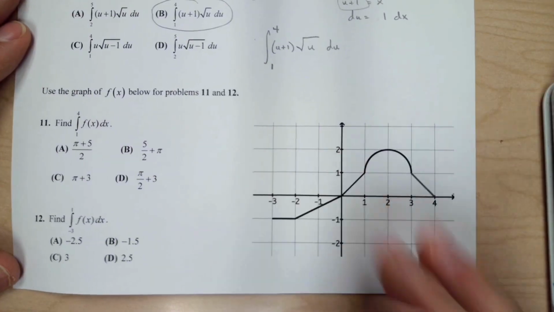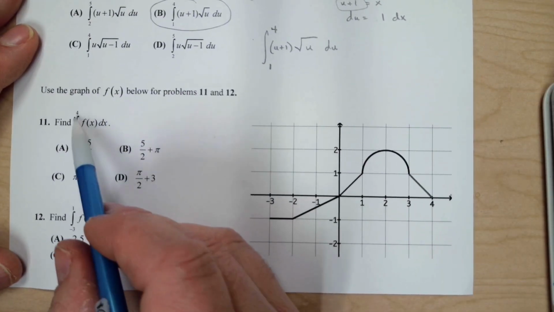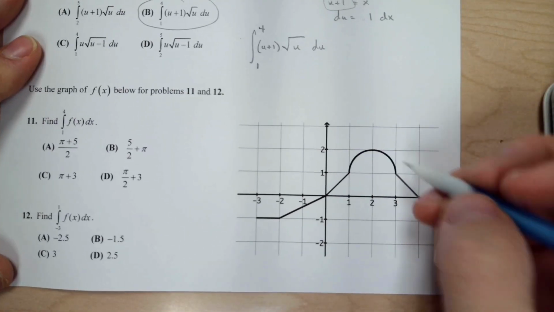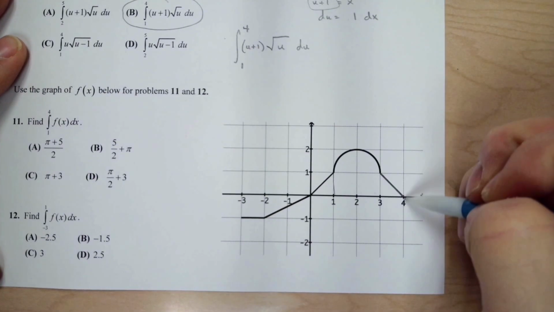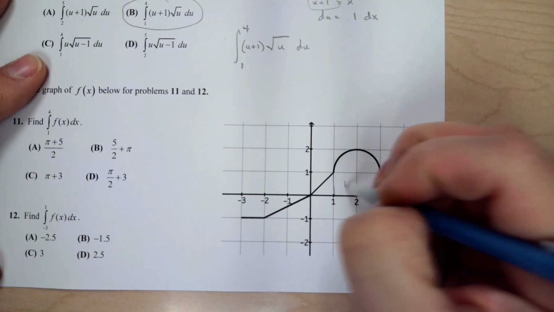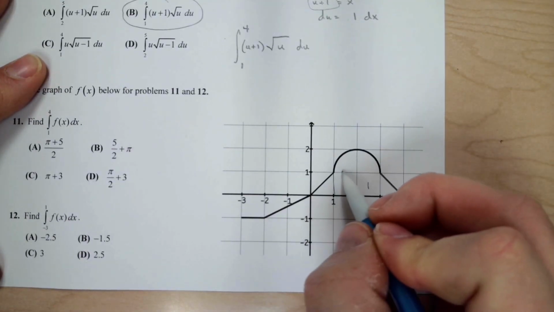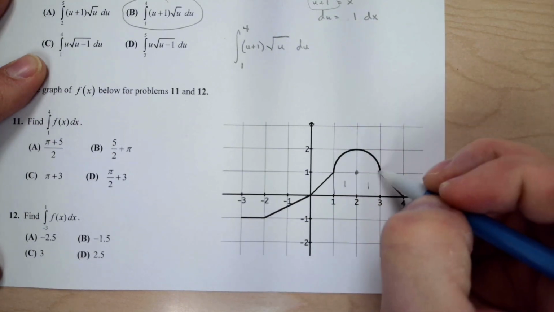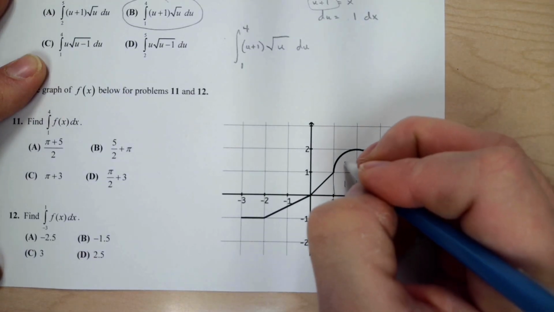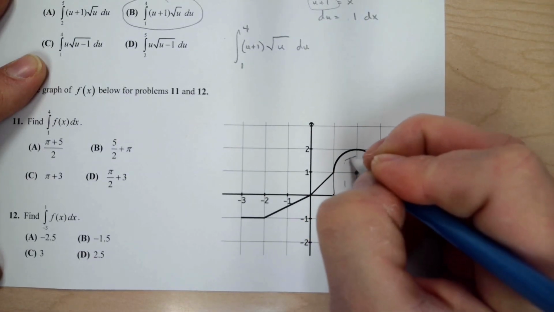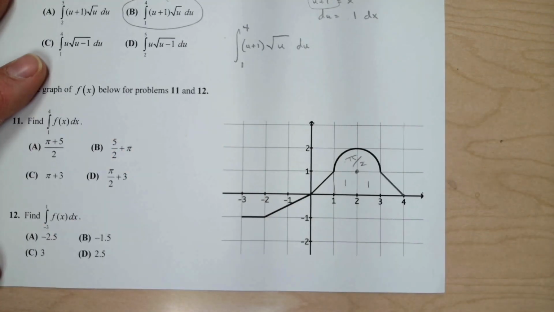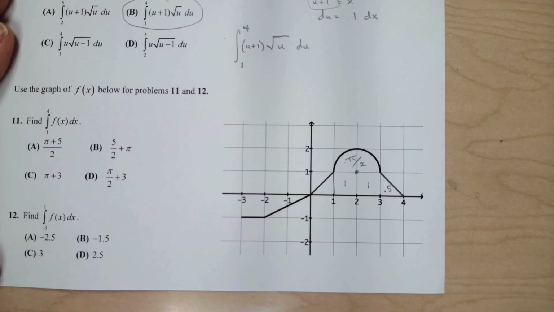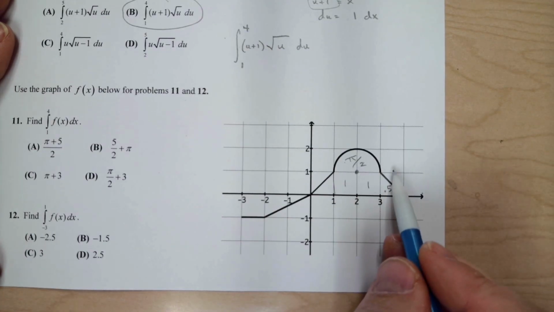Number 11, we're looking for the area between 1 and 4 under this function. So 1 to 4 would be from here to the end, okay? So I've got one box here, one box here. This looks to be half of a circle with a radius of 1, right? So if the radius is 1, this is pi. So this is pi over 4 and pi over 4. I think together these are pi over 2. And then this is a 0.5. So from 1 to 4, we're looking at 2.5 plus pi over 2.